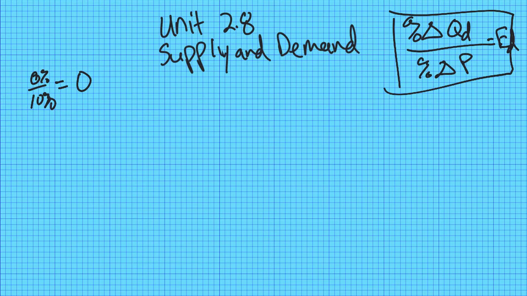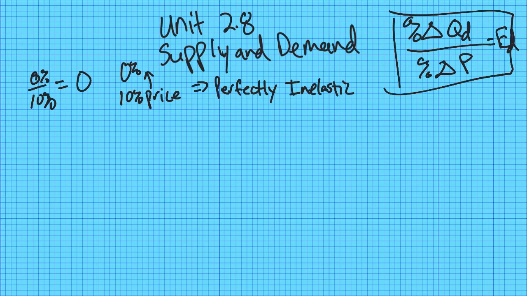I'll say that again. Let's say the price changed by 10%, but the reaction in the quantity was 0%. Now this could happen, and what we call this is perfectly inelastic. Perfectly inelastic, and we'll show that a little bit more.